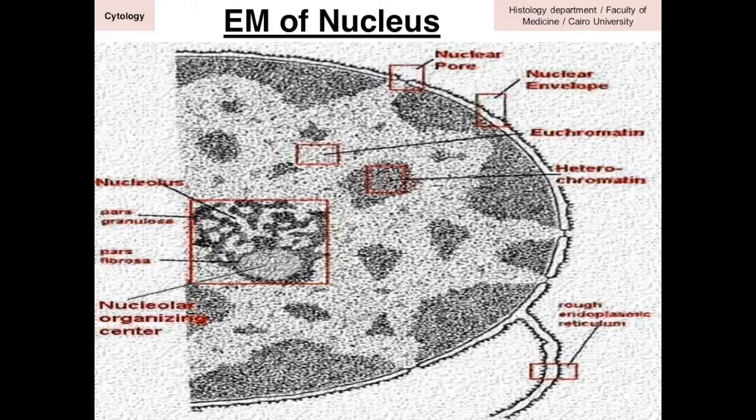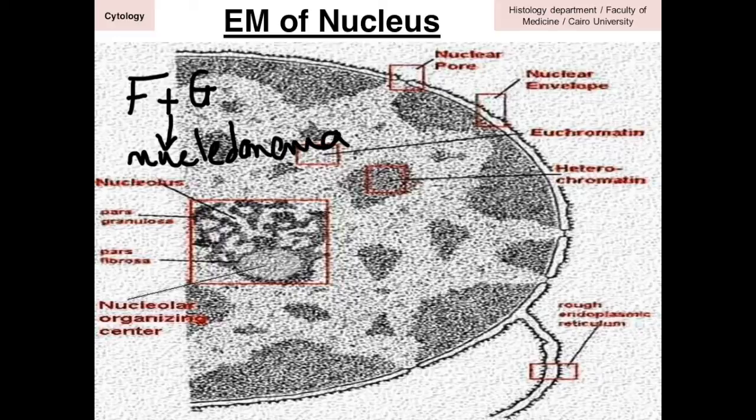Don't forget that the pars fibrosa together with the granulosa form what is called the nucleolonema. So if you are asked what is the nucleolonema, it is the pars fibrosa and pars granulosa in the nucleolus, and we know what is the difference between fibrosa and granulosa.